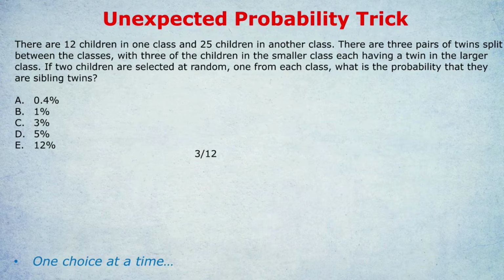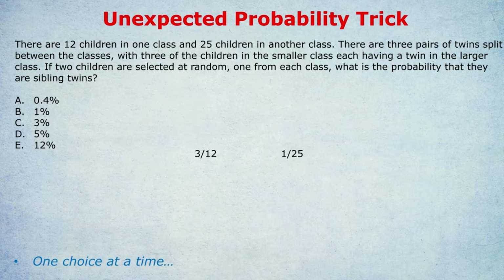So for that first class, obviously we can't pick one of the 9 children that don't have a twin, but we can pick any of the 3 that do have a twin in the other class. So that would be 3 out of 12, which is of course 1/4. What about our next choice? Once we've picked that child, one of those 3 children from the first class, moving on to the next class, what's the probability that we now get a twin for the second class? The answer wouldn't be 3 out of 25, it would be 1 out of 25, because we need the sibling twin of the child we already picked from the first class.